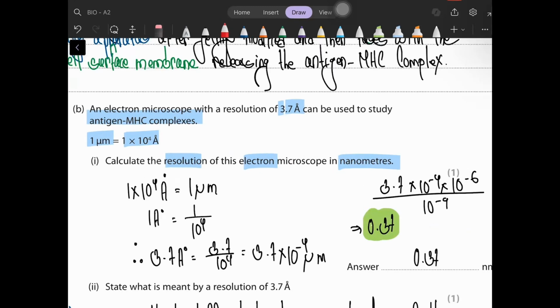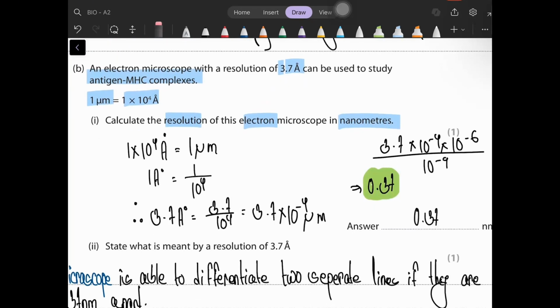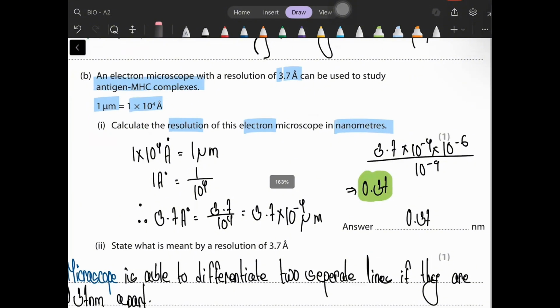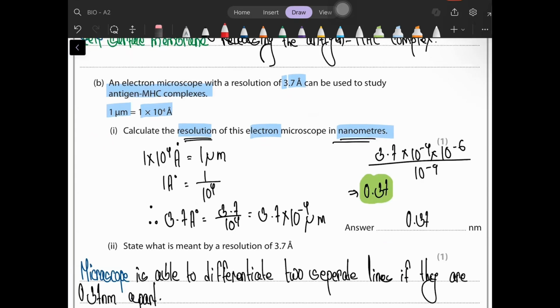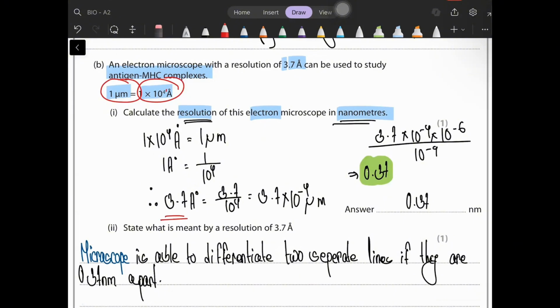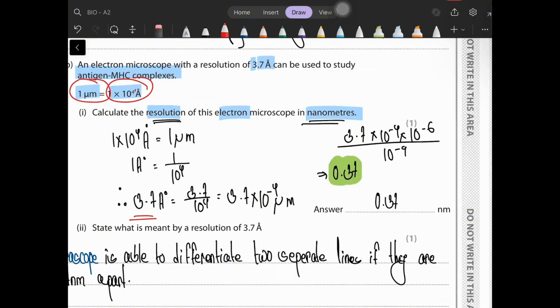Whenever you're trying to add a prefix, you divide by the prefix value. And whenever you're trying to remove a prefix, you multiply by the prefix value, right? So in this question, I first have to calculate the resolution in nanometers. 1 micrometer represents 1 × 10^4 Å. I have written that. So 1 Å would represent this, and 3.7 Å would represent that, right? This is in micrometers. How do I convert this into nano?